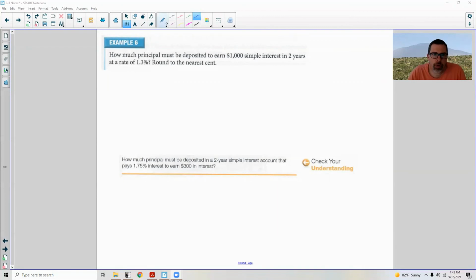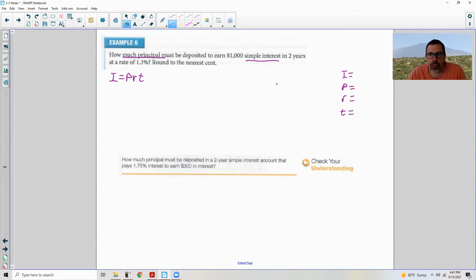Okay, example 6, more of the same, but this one's got a little twist to it, but that's okay. We'll be all right. How much principal? Now we're looking for P. It says simple interest, so I'm going to write I equals PRT. I'm going to do this two different ways. Way over here, I'm going to write I equals, P equals, R equals, T equals. I always do this, and then I plug in what they gave us.